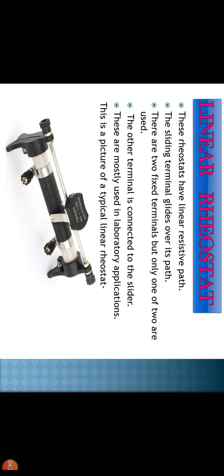are used. That is, terminal A is used, but terminal B is not used, as you have studied in construction. The other terminal, that is terminal C, is connected to the slider. Sorry, terminal B. These are mostly used in laboratory applications. In physics lab they are present. This is a picture of a typical linear rheostat, you can see there.